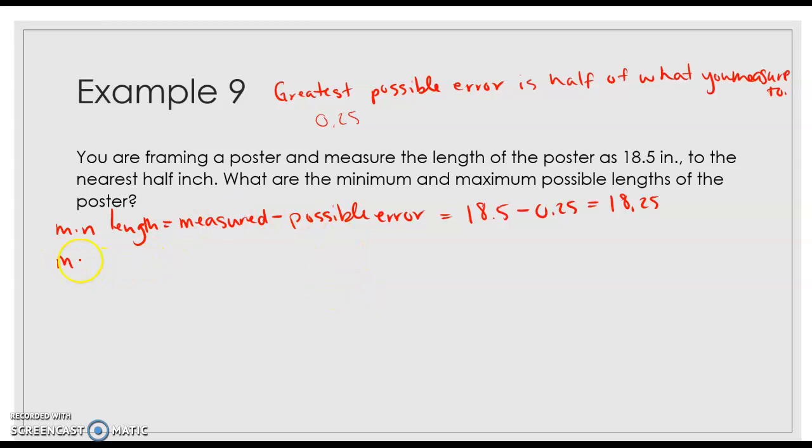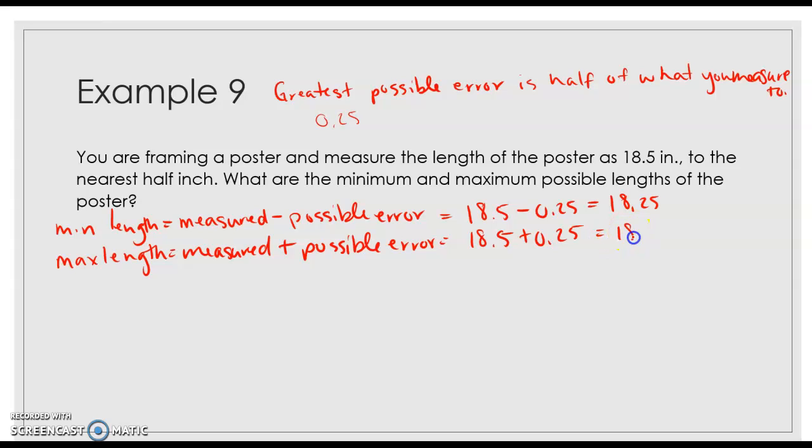And then for my max length, I'm going to take the measured and add my possible error. So we have 18.5 because that's the measured, and I'm going to add 0.25, and so now we end up with 18.75. And so those are our two answers.